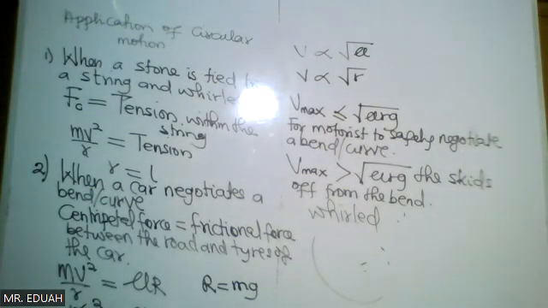So the last question. A 1,500 kilogram car moving on a flat horizontal road negotiates a curve.